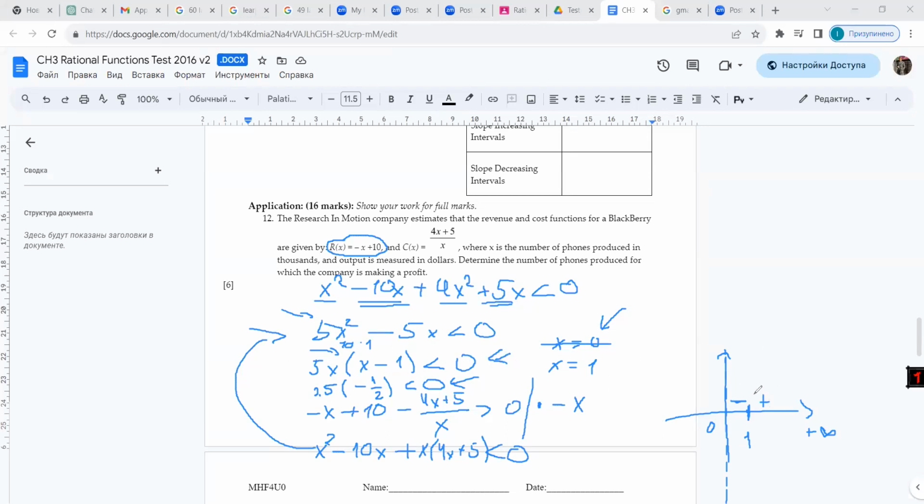So my answer is that the number of phones produced for which the company is making profit is going to be from 0 to 1,000 phones. This is an interval in which the company is making profit. Do you agree with me?